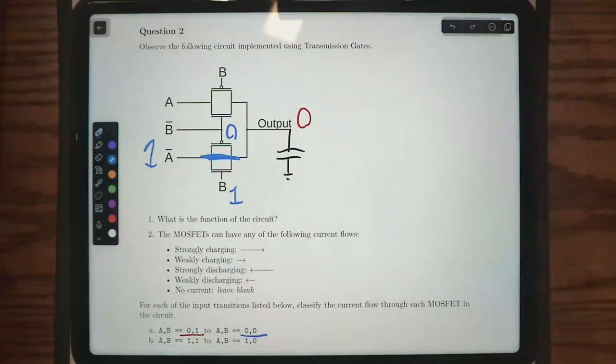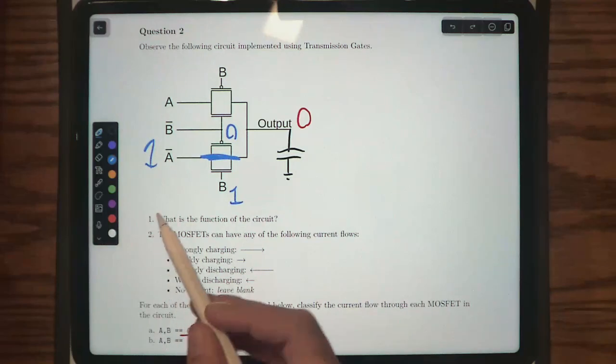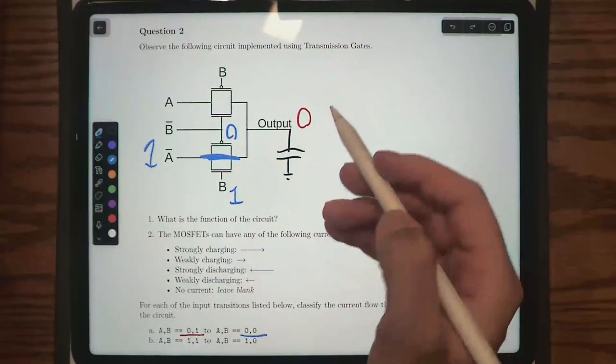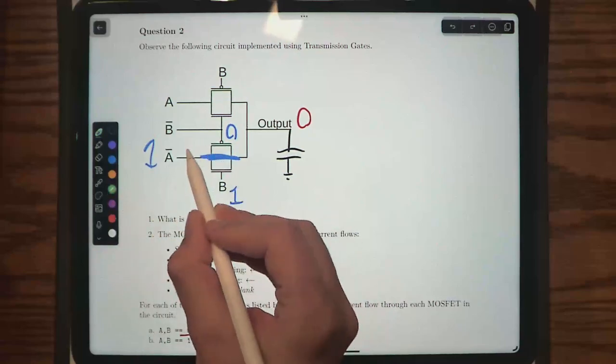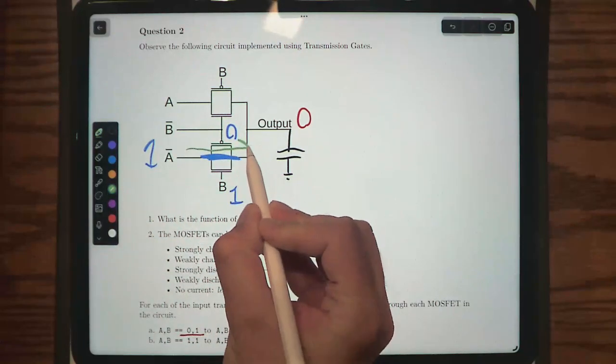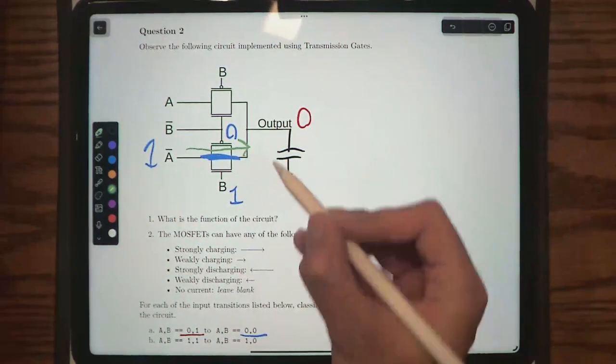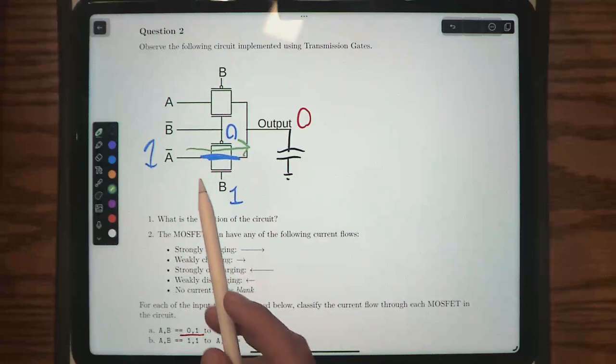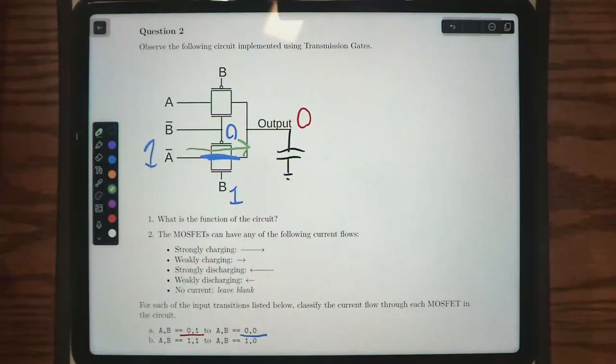You can think of it like P for positive 1. You can also think of it as pulling up. P means pulling up, meaning pulling up to 1 volt. So it's trying to pull up to 1 volt, so this is working effectively, and so the PMOS will be strongly charging. And the NMOS will be strongly charging at first, and then it'll be weakly charging after just a little bit.